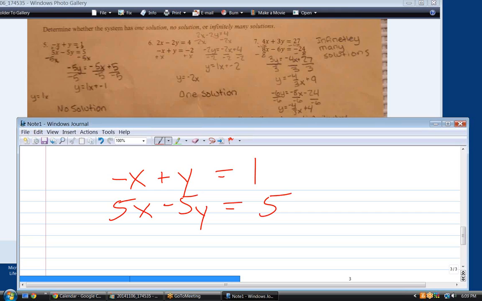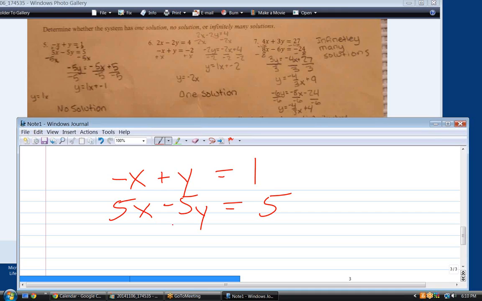So we would have infinitely many if the second equation was a perfect multiple of the first. Is it? It's not, no. It looks like it is on the left. It's minus 5 times the first. But this is 5 times that, not minus 5.